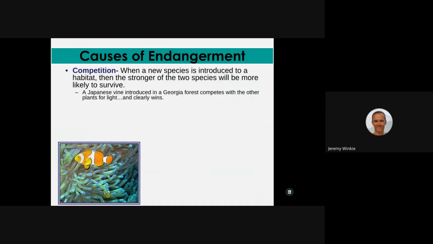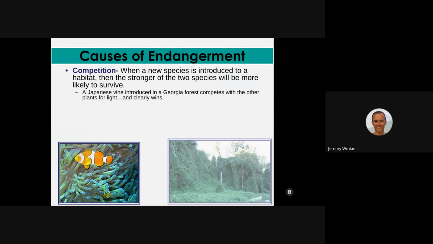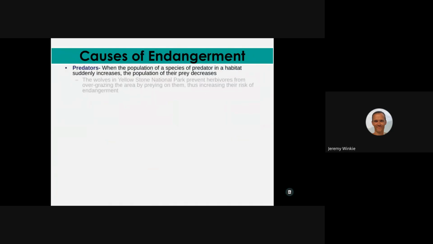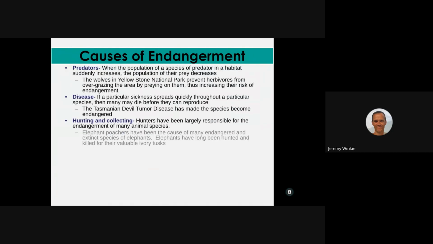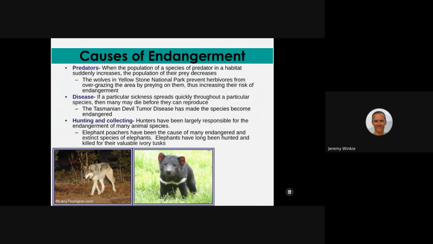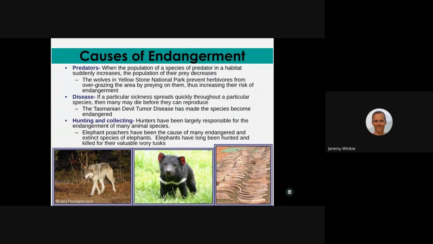So competition, that's if there's a new species introduced to a habitat and the ones that live there currently can't outcompete them. So some common ones for us would be kudzu, which we see a lot in the south. And then next up, you've got predators, disease, and then hunting and collecting.